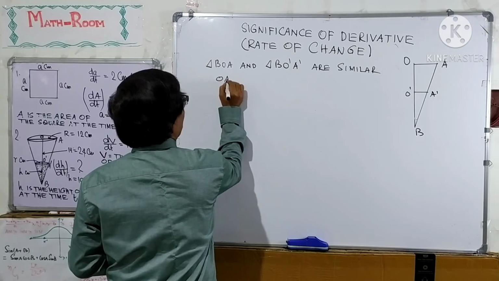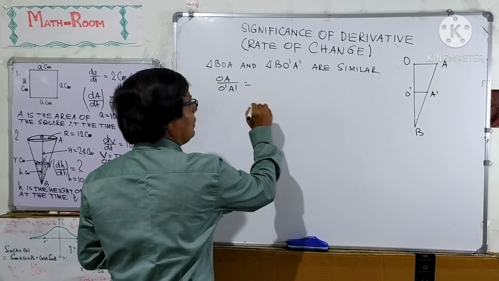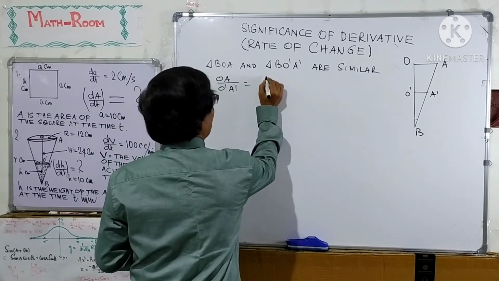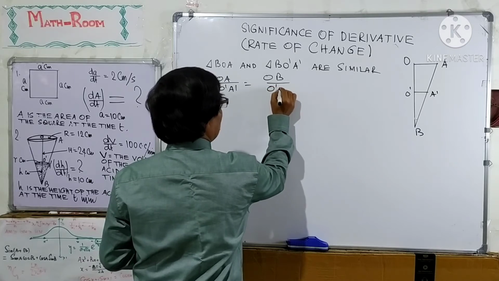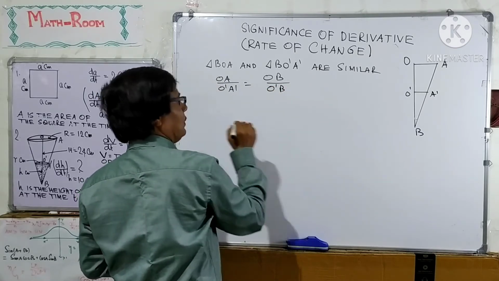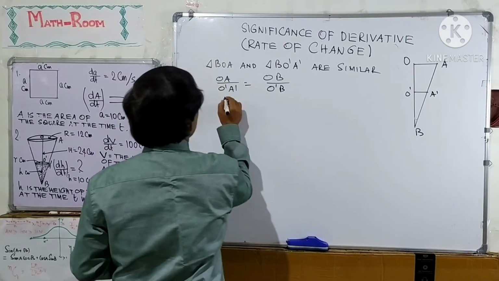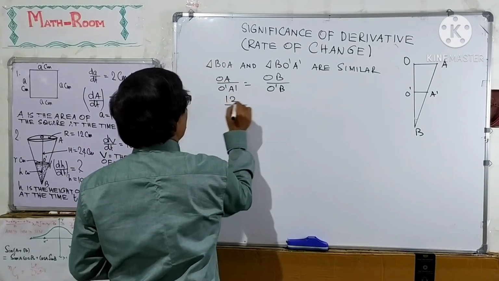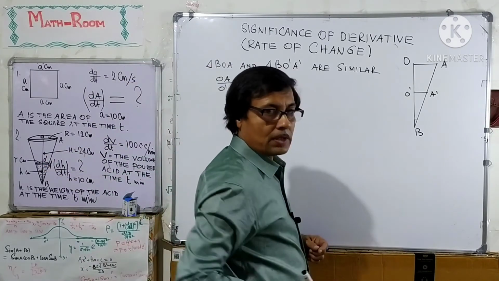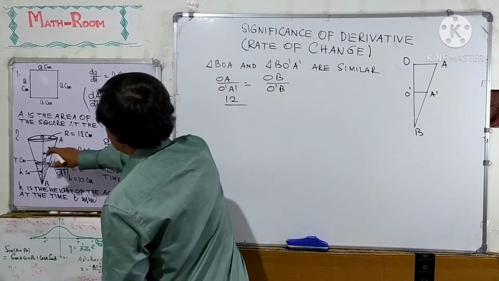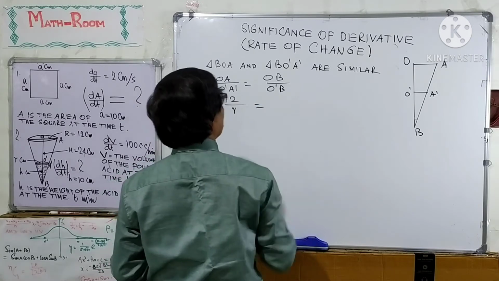OA over O'A' equal to OB over O'B'. Here OA is the radius, 12 centimeter, and O'A' is the radius of the poured acid, which is taken as r centimeter. So, 12 over r equal to OB over O'B'.